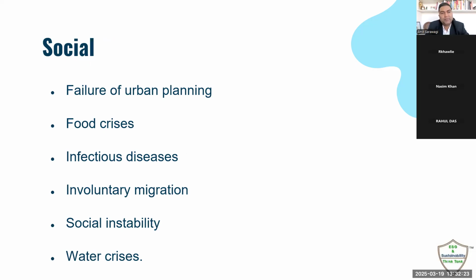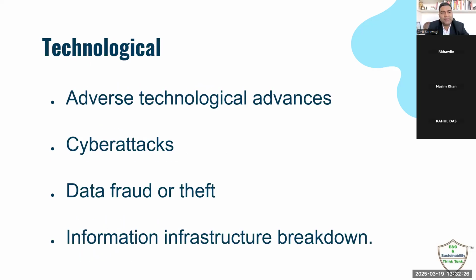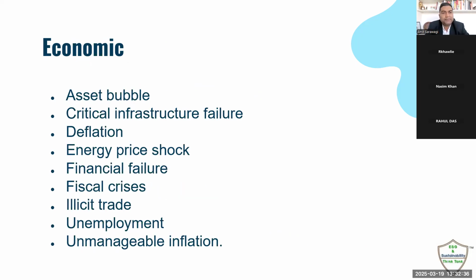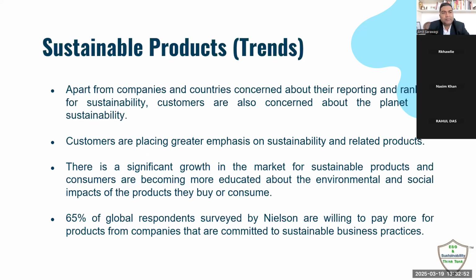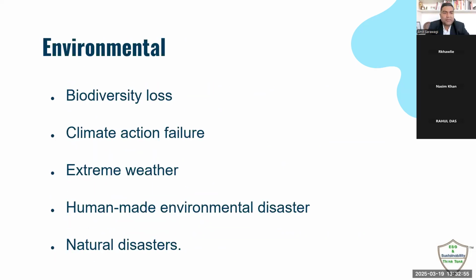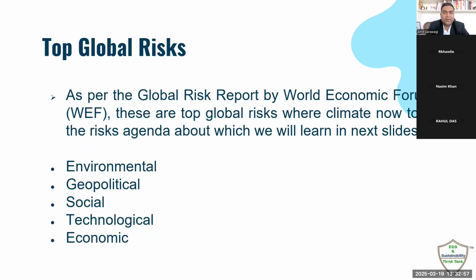Then technological risks are risks related to adverse technological advances, cyber attack, data fraud and data theft, information infrastructure breakdown, etc. Then economic risks are like asset bubble, critical infrastructure failure, deflation, energy price or financial failure, fiscal crisis, illicit trade, unemployment, and unmanageable inflation, high level of inflation. So these were the risks as suggested by the World Economic Forum in their global risk report.